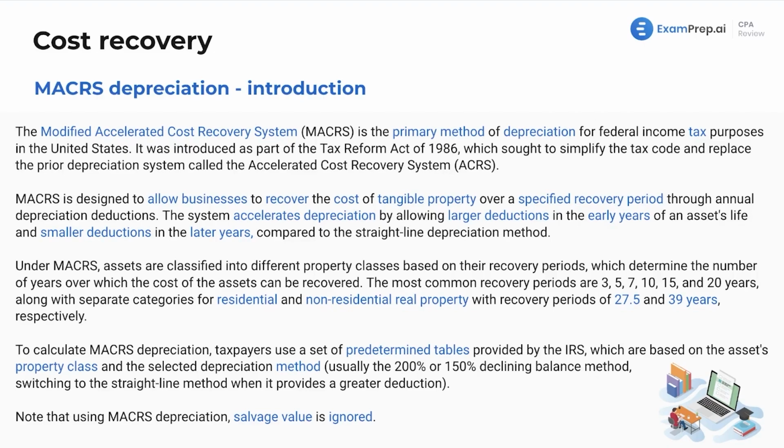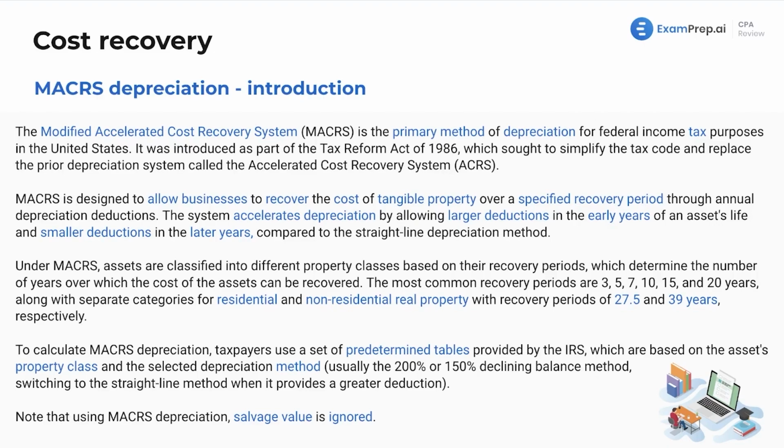You think straight line's easier? You're right, 100%. Straight line's a lot easier. This is just the way the IRS wants to do it. I mean, they have all their calculations and things baked in. The system accelerates depreciation by allowing larger deductions in the early years of an asset's life and smaller deductions in later years compared to the straight line depreciation method.